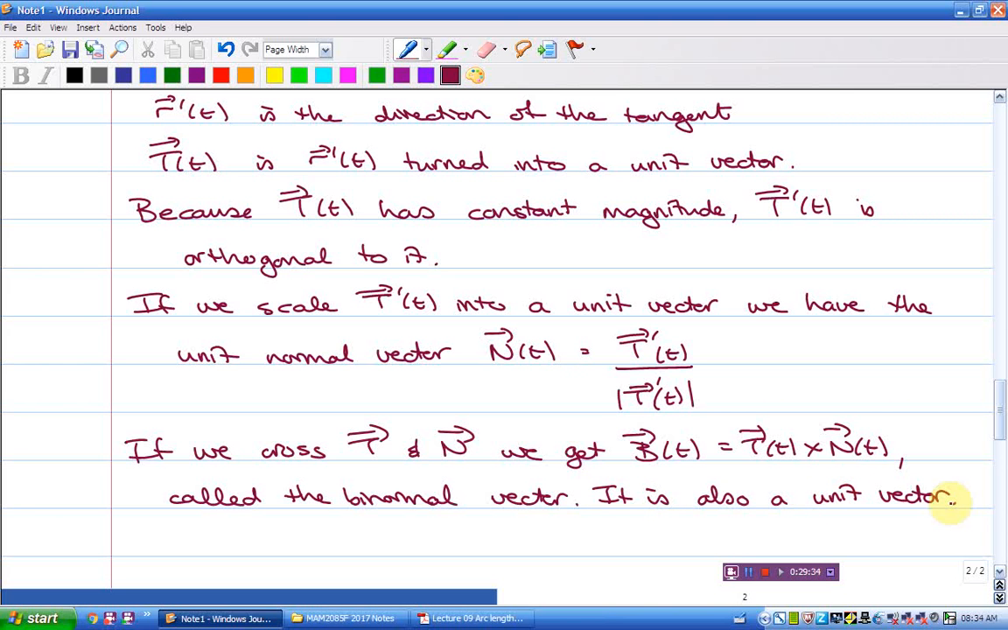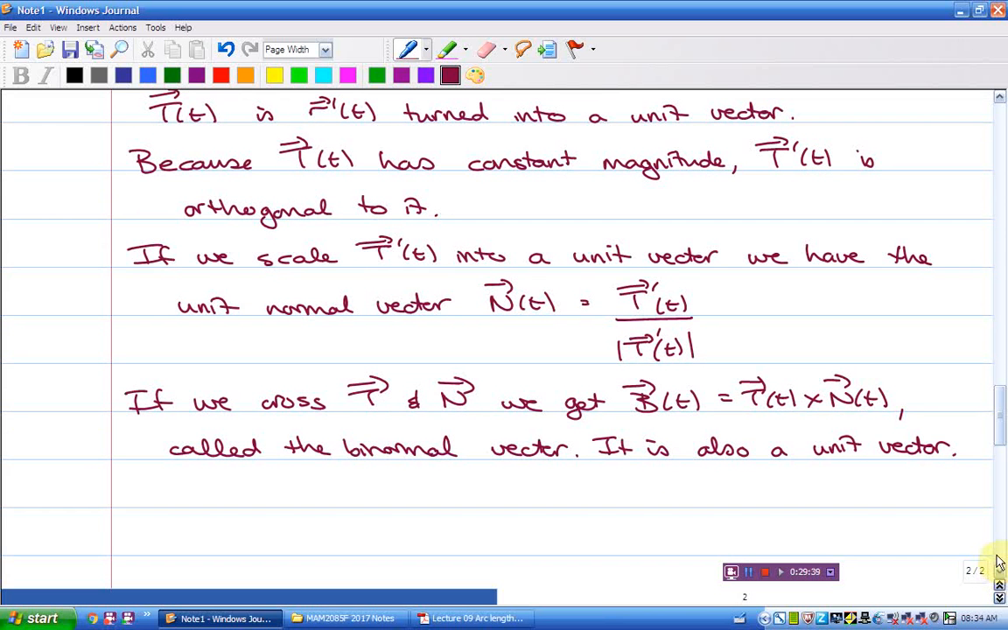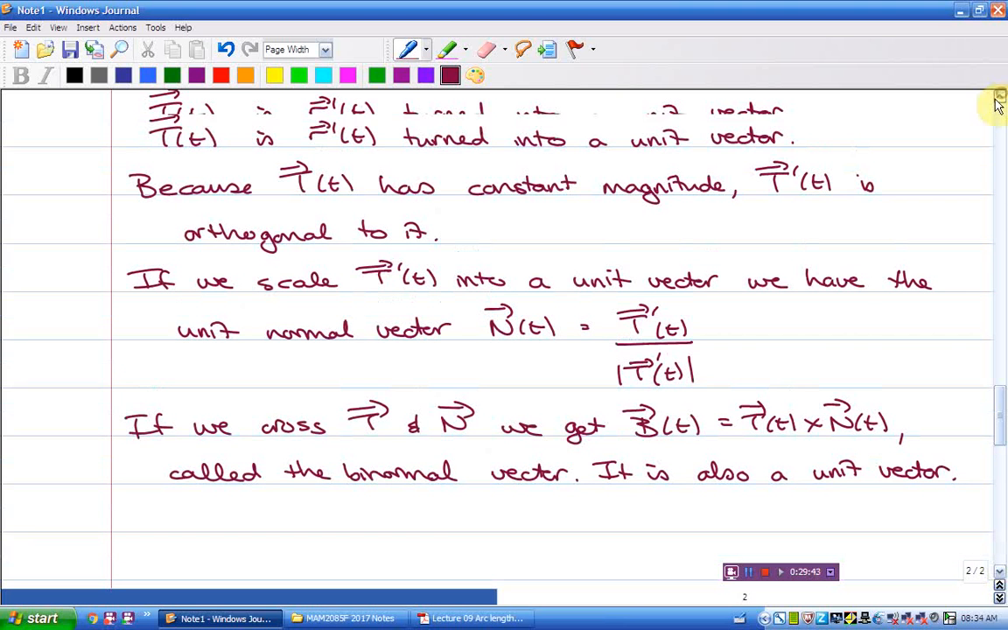You know what, I should speak to some of my friends who do computer graphics. Wouldn't be surprised if these vectors come in useful in computer graphics. I'm just guessing. I'm not actually sure.